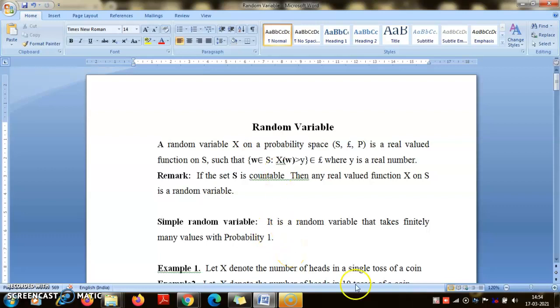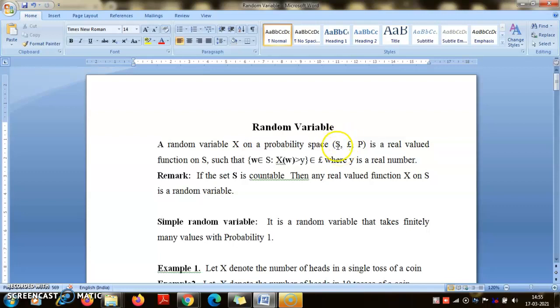Hello. So today I'm going to introduce one new topic. So far we have studied what is a probability on a probability space, and we have studied properties of the probability function, and we have also studied what is a conditional probability and Bayes theorem. So let us quickly recall that whenever we talk about probability, there is an underlying random experiment.